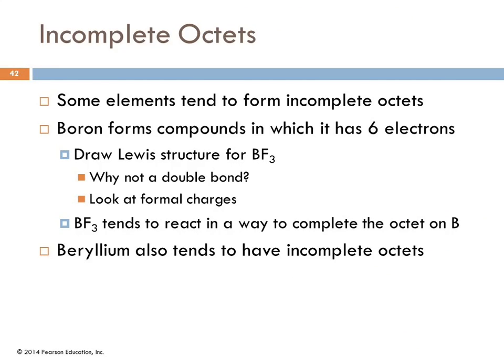Another way that the octet rule gets violated is by an incomplete octet. Boron tends to form compounds in which it has 6 electrons. If you find boron on the periodic table, he's one of the smallest ones, right? He's number 5. He's not up there with hydrogen and helium, who violate like every rule there is, but still he's one of those little guys, and so he doesn't always follow the rules. So we find that boron often forms compounds in which it has 6 electrons. So let's look at BF3.